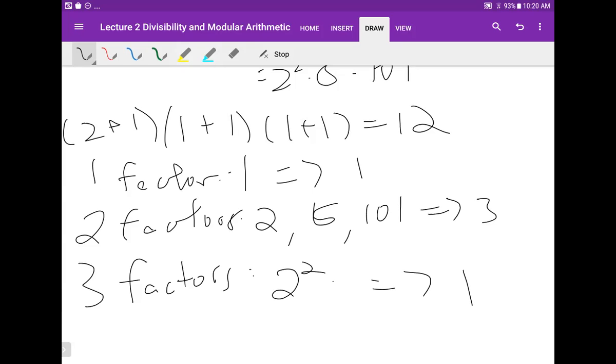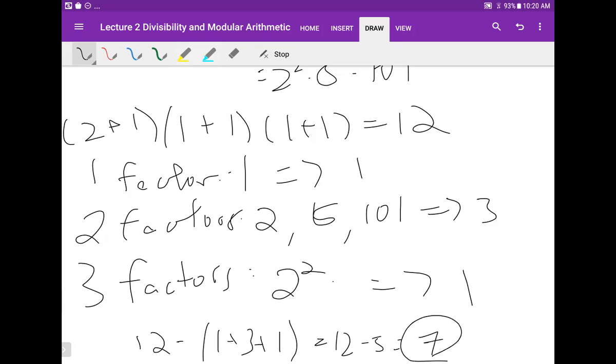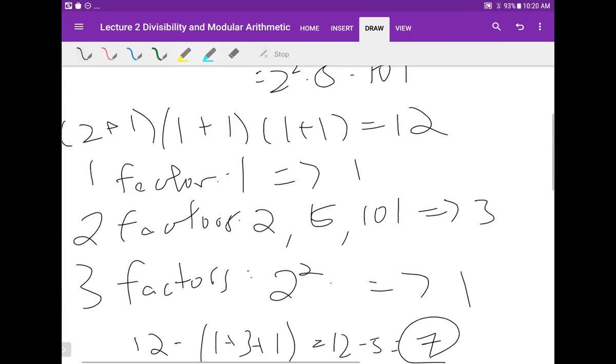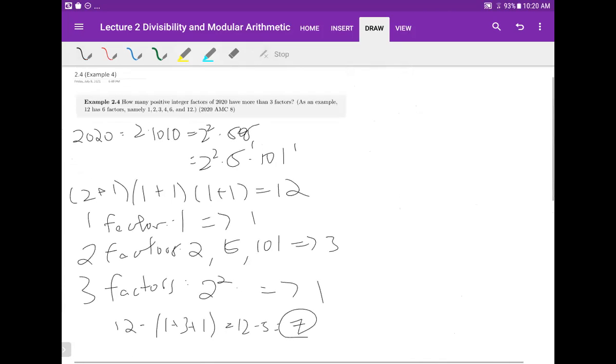And then the problem asks how many positive integer factors of 2020 have more than 3 factors. So what we can do is take the total number of factors of 2020 and subtract the ones that have at most 3 factors. So 1 factor, 2 factors, 3 factors. And then we would get the answer to be 7. And as I said before, this is actually a problem from the 2020 AMC 8. So if you took the AMC 8 last year, you will have seen this problem.